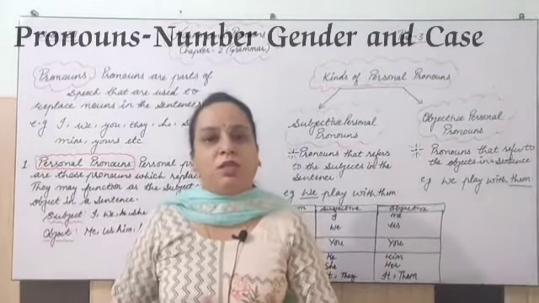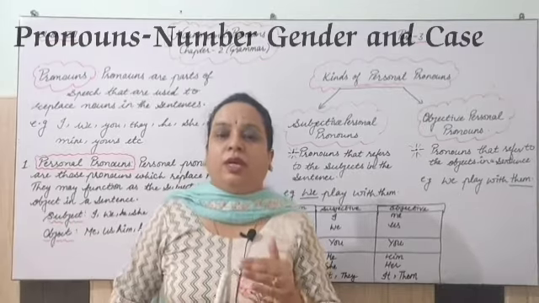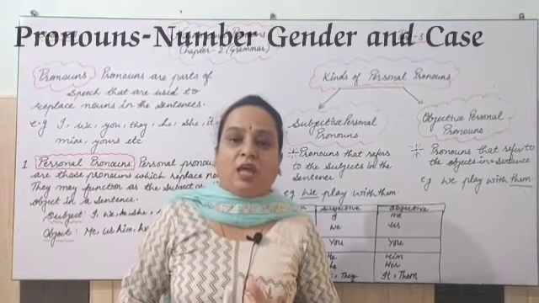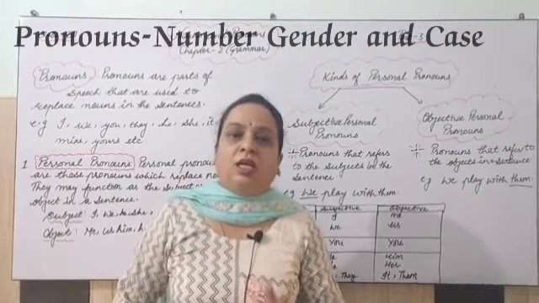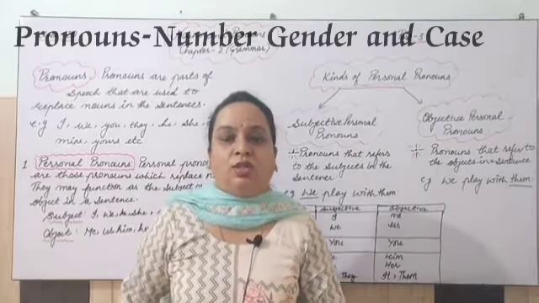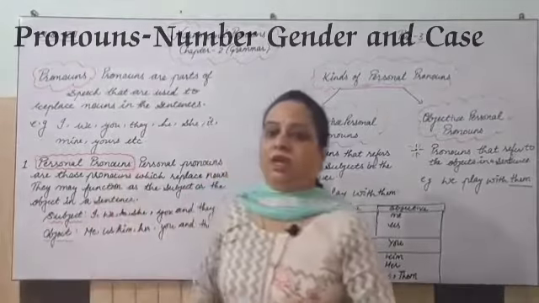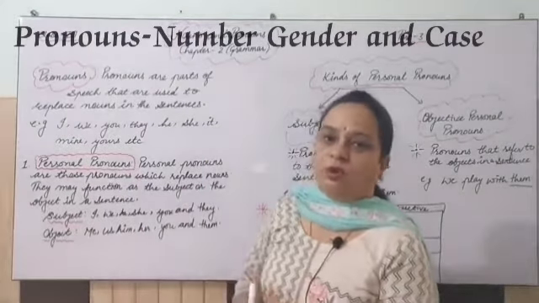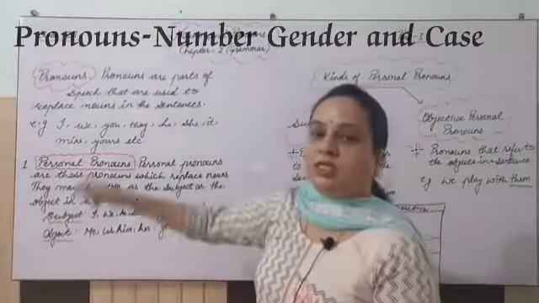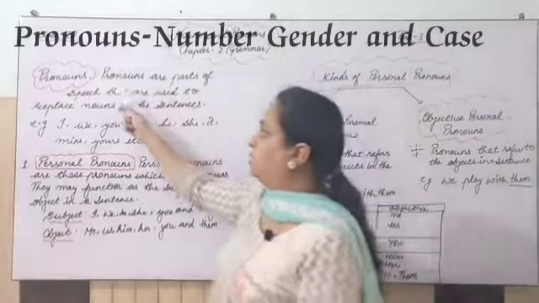Subjective, and we have objective types also. So it is he, she, it, I, we, you, they. These all words are known as pronouns. So let's understand with the help of the notes I have prepared for you. Let's see the definition of pronouns very first.